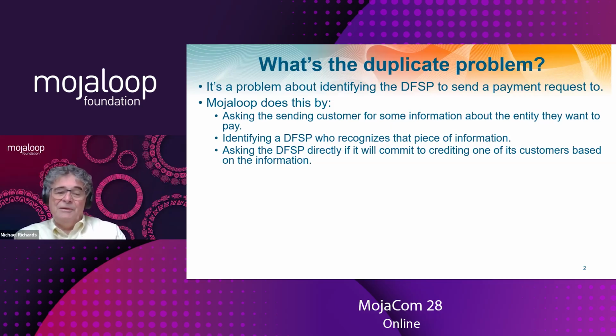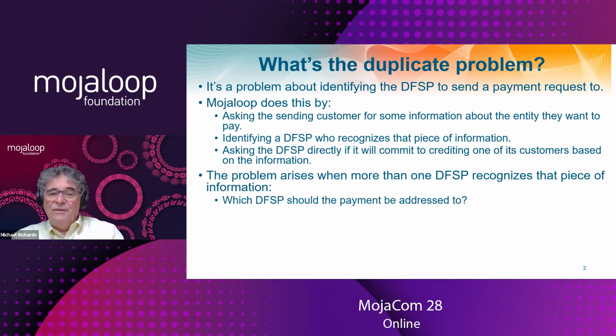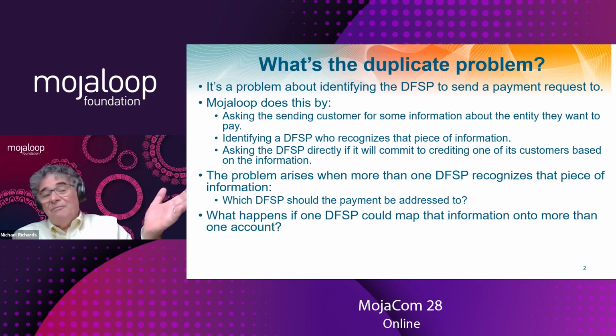Now, the duplicate problem arises when there is more than one DFSP which recognizes that piece of information. And the problem essentially is, when there's more than one, which DFSP should we send the payment to? There is another problem, which happens if one DFSP could map that information onto more than one account.